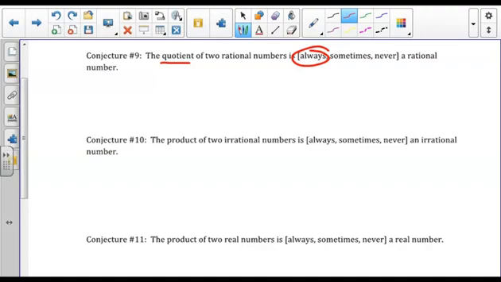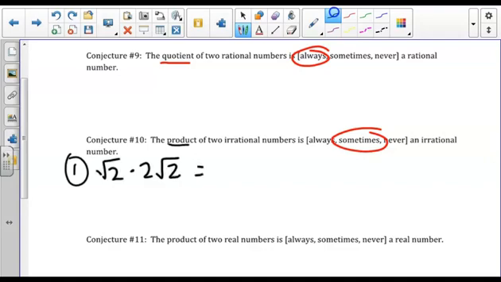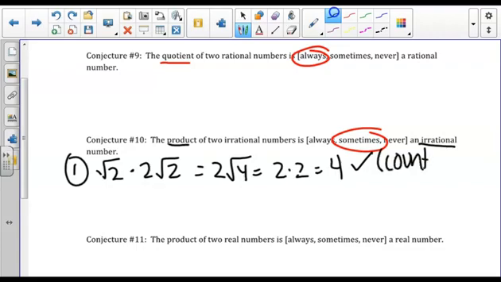In conjecture 10, we are asked to find if the product of two irrational numbers is always, sometimes, or never an irrational number. So this is actually sometimes true because we can provide a counterexample. And the counterexample we can provide is if we take the square root of 2, which is irrational, and multiply it by 2√2. We are going to get 2√4. And we know that the square root of 4 is 2. And 2 times 2 is 4. Therefore, 4 is not an irrational number. So this here is a counterexample that proves that this is not always true.